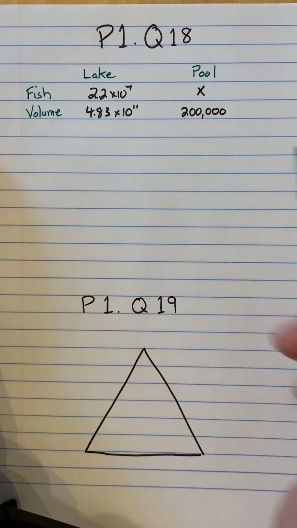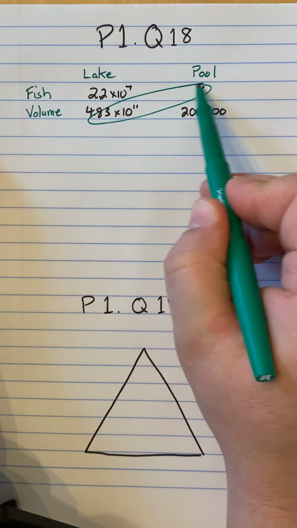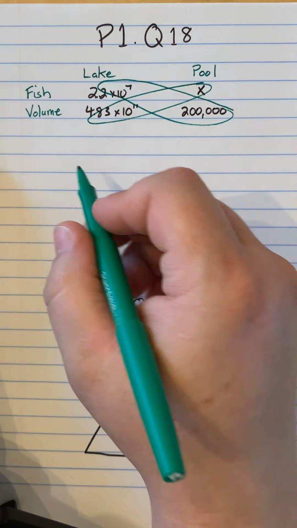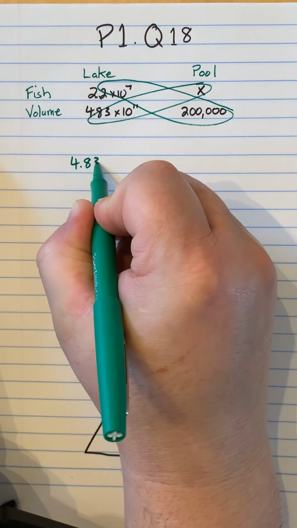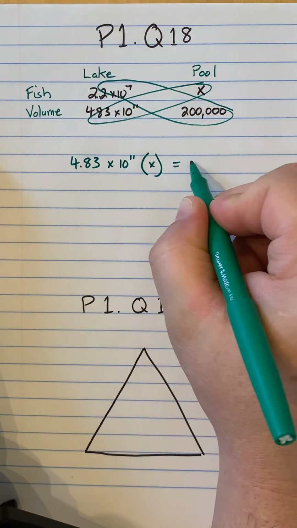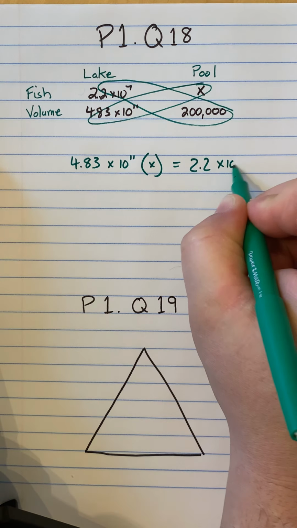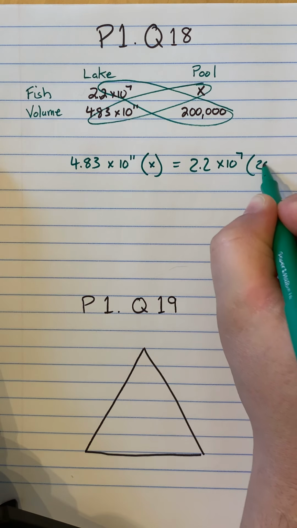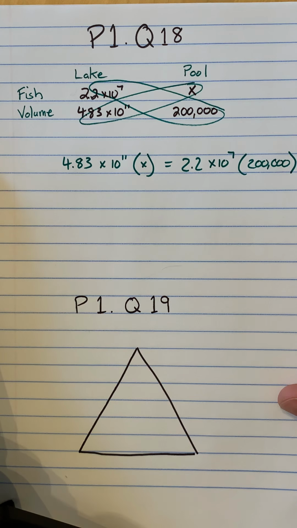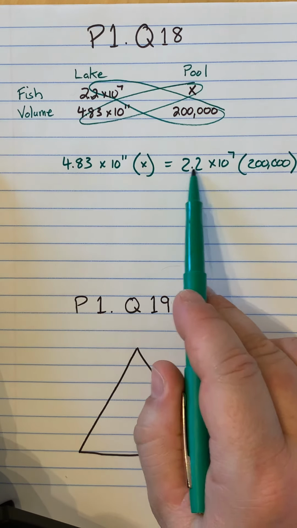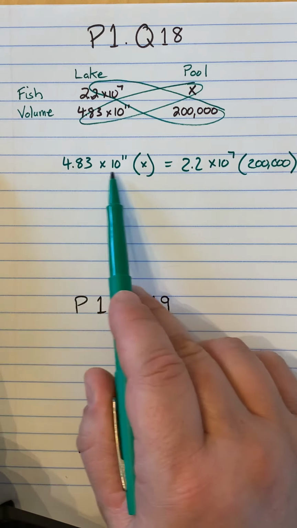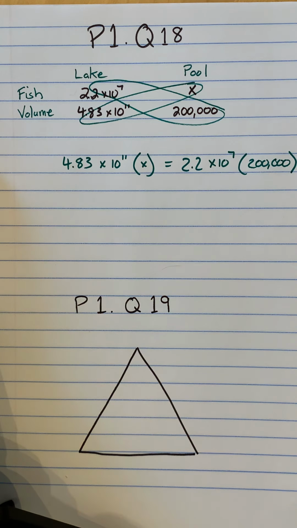In a proportion, we know that there are something called cross products. So this has to equal this. So I can simply say that 4.83 times 10 to the 11th times x should equal 2.2 times 10 to the 7th times 200,000. Now, if we go from there, I think you guys can solve this. Simply multiply these two together, and then in order to get x by itself, we have to divide by this number in scientific notation on both sides.